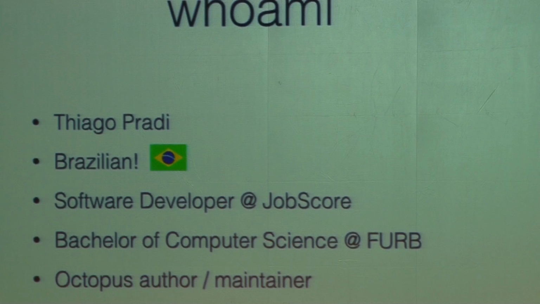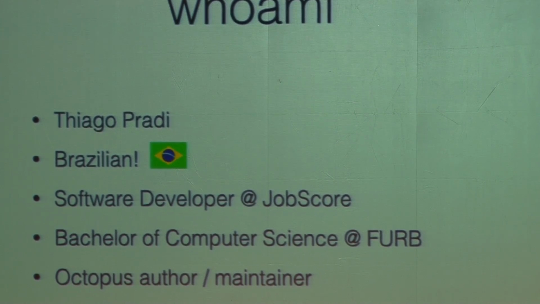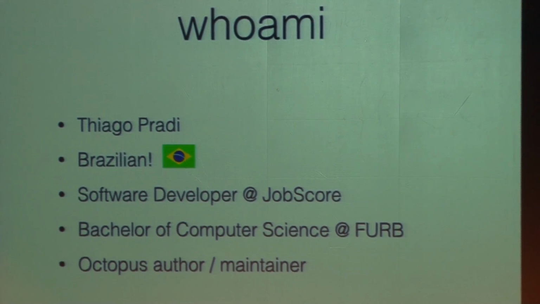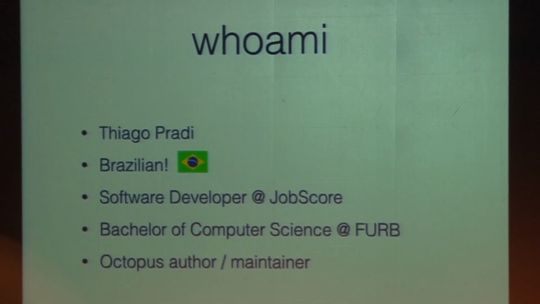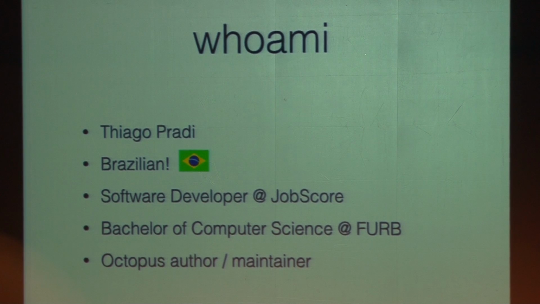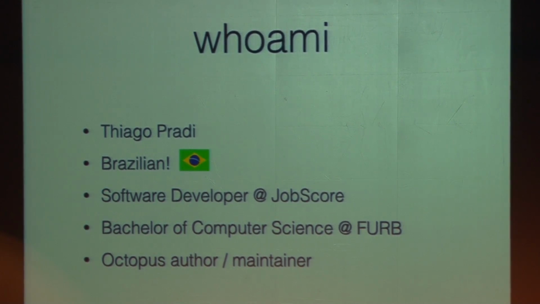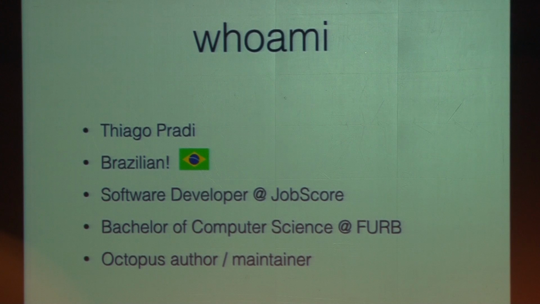Okay, let's start by telling a little bit about me. My name is Thiago Pradi. I'm Brazilian. I do have this bizarre accent. I'm also a software developer at JobScore, which is a company based in San Francisco that has some offices in Brazil. I'm also a Bachelor of Computer Science from FURB, and I'm Octopus author and maintainer, which is a database shard implementation for Active Record. But today I'm going to talk about a different topic here.